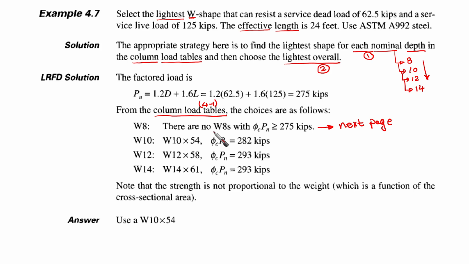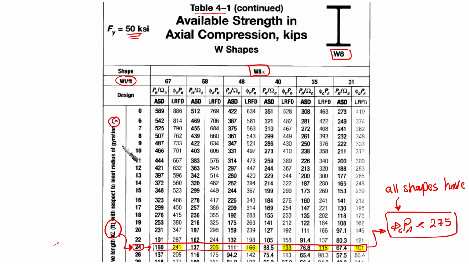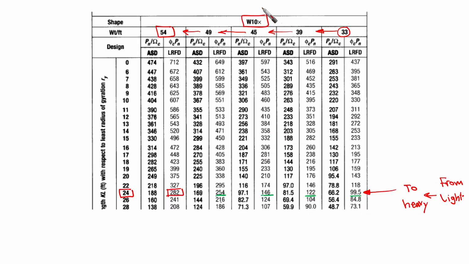So there are no wide flanges with depth 8 with phi c times Pn larger than 275, so we are going to exclude this. Okay, this section won't work for us. Now let's go to the next section, which is W10. Let's try to find W10.